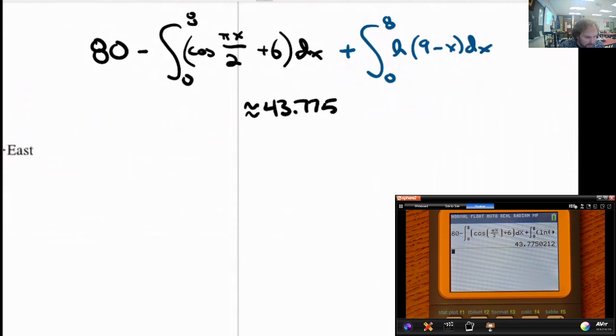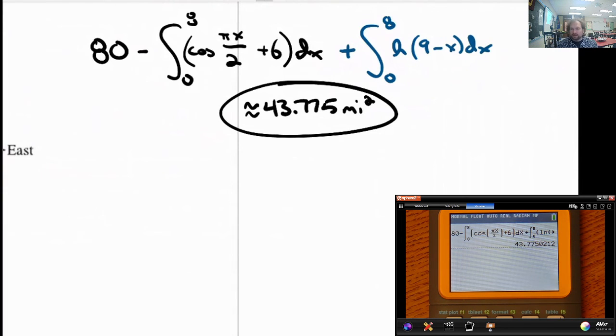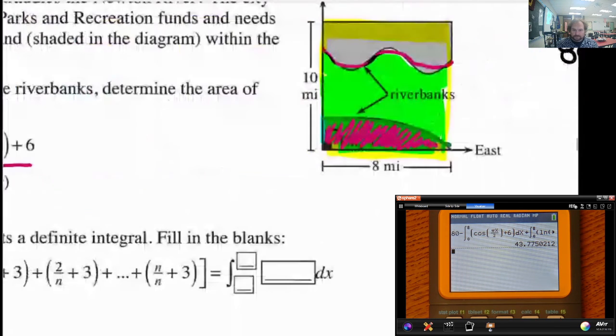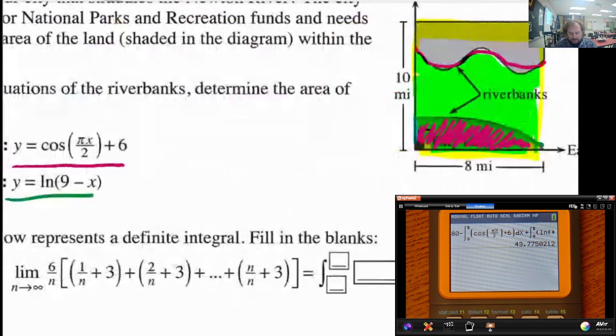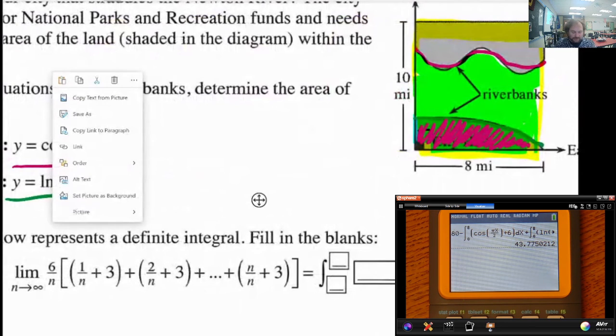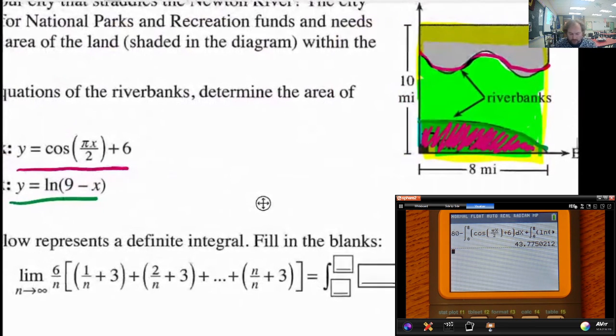It's probably miles, square miles, because the 8 and the 10 are measured in miles. Remember your units, don't forget that. Got to have those. See, simple. I like this problem more as an exercise in how you set up an integral that correctly expresses what you're looking for, and for that, I really like it.